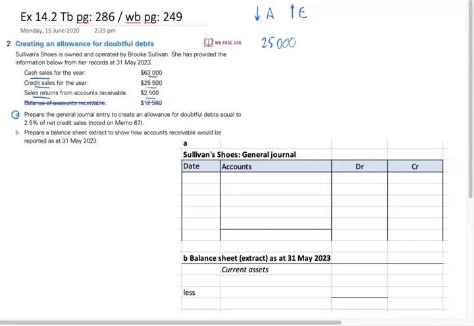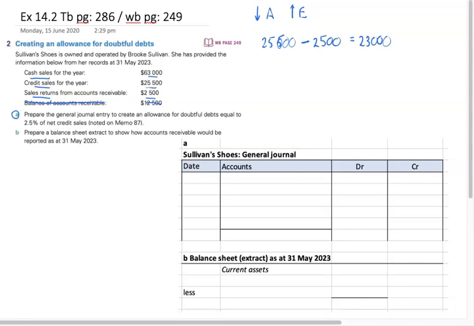Importantly, we're going to subtract the sales returns because they are all from accounts receivable. So that means we have not had net credit sales of 25,000, 2,500 has been returned to us. So our net credit sales for the year are 22,500.